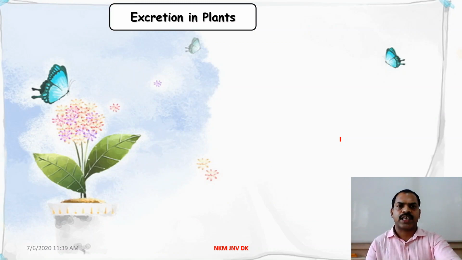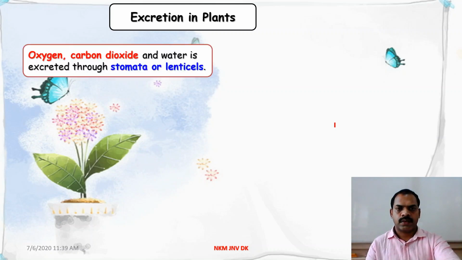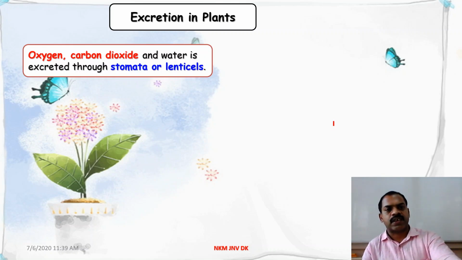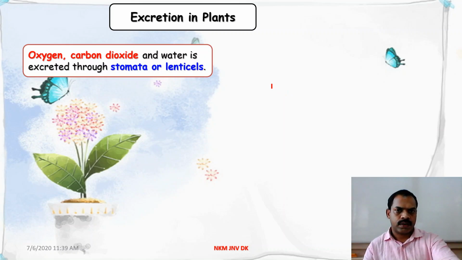Now let us see the excretion in plants. So plants do excrete materials. What are the things plants excrete? Plants excrete oxygen. How does oxygen act as an excretory product? Because of photosynthesis they produce excess oxygen that is released. That is how we are getting the oxygen.